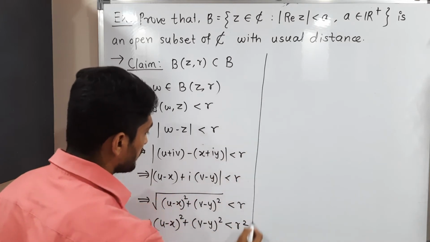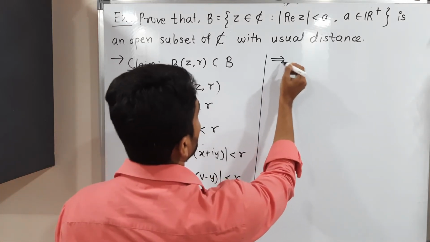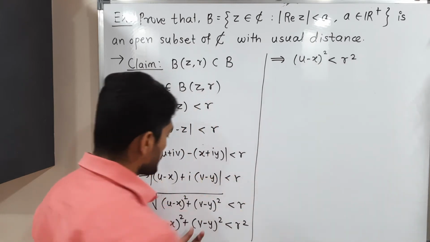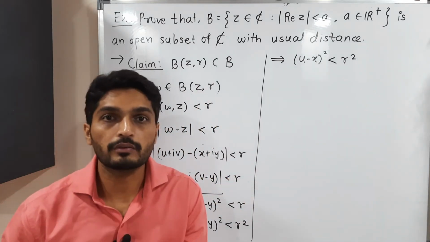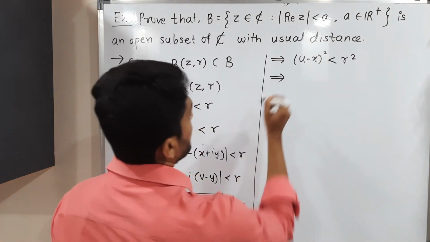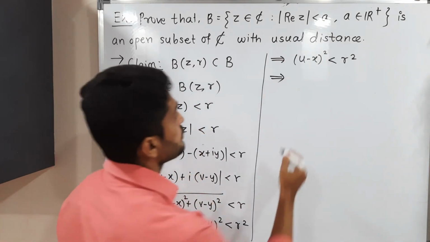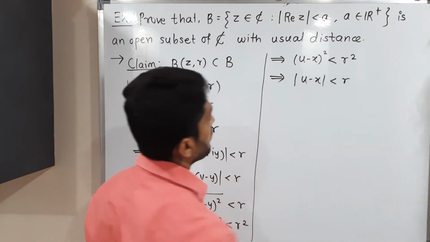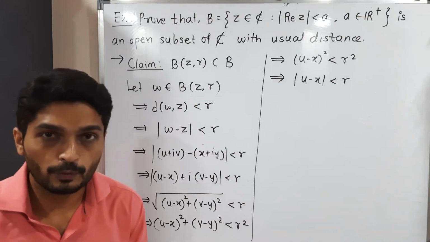So what can I write? Therefore, (U minus X) square less than R square. This one is also less than R square, but it is not required. Okay, let us skip it. So I will take positive square root of both sides. So mod U minus X less than R, by taking positive square root of both sides.